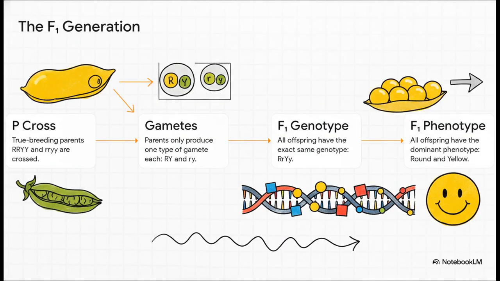Well, this first cross is actually super straightforward. The first parent can only pass on an uppercase R and an uppercase Y. The second parent can only pass on a lowercase r and a lowercase y. So 100% of their offspring, what we call the F1 generation, end up with the exact same genotype, uppercase R, lowercase r, uppercase Y, lowercase y. And because those dominant traits hide the recessive ones, they all have the same phenotype, round and yellow.